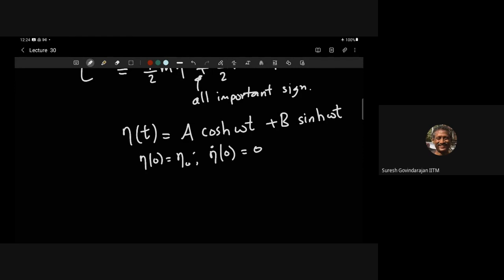I mean, this is how I do this. I just look at it and say, okay, I want eta dot at 0 to be 0. So the derivative of the cosine hyperbolic will give me a sine hyperbolic, which vanishes, so that a is not 0. But the cosine hyperbolic, b sine hyperbolic, when you differentiate once, will give you cosine hyperbolic. So that b should be 0. And then I'll fix a this way. So again, you get eta of t.